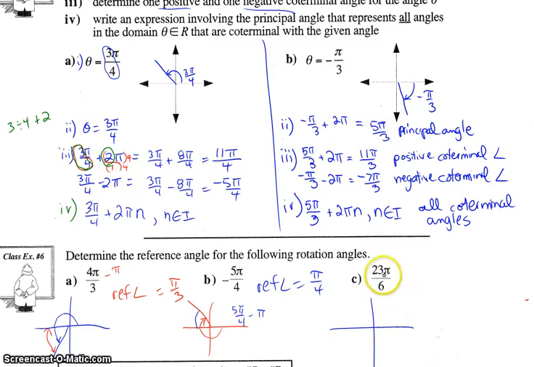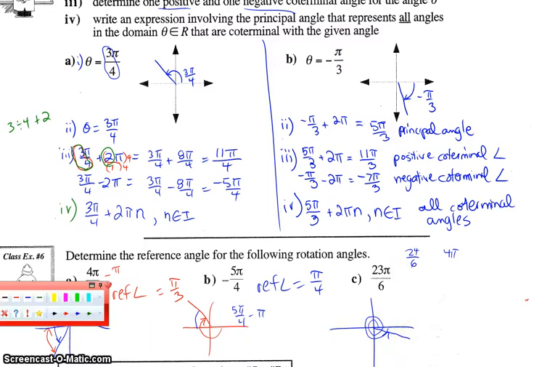Okay, last one, 23 pi over 6. Well, that's gone around more than once, hasn't it? Let's see, 24 over 6 would be basically 4 pi, right? So that would mean 1 pi, 2 pi, 3 pi, 4 pi. We're not quite there. We're like 1 less. So we're like right here, 1/6 less. So there's our rotation angle.